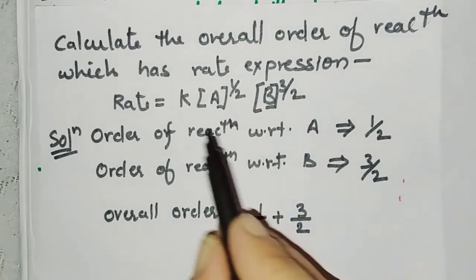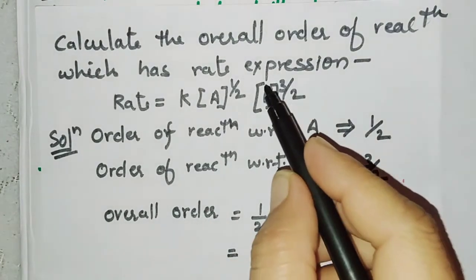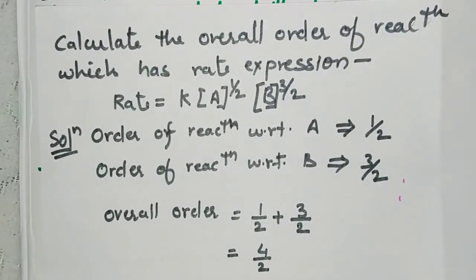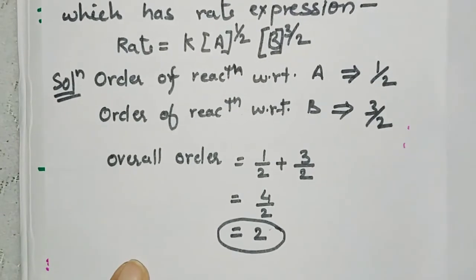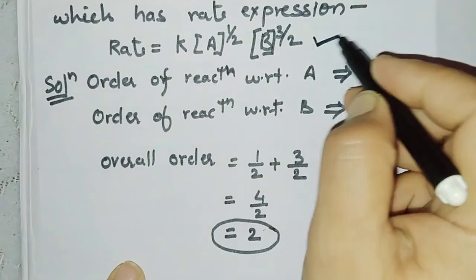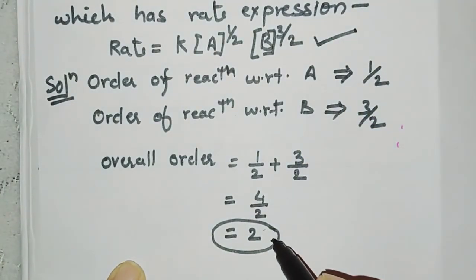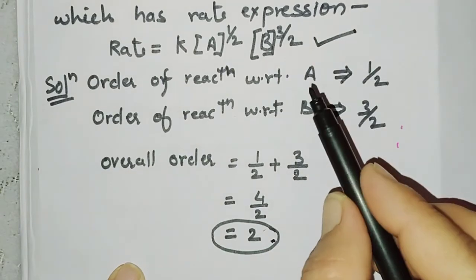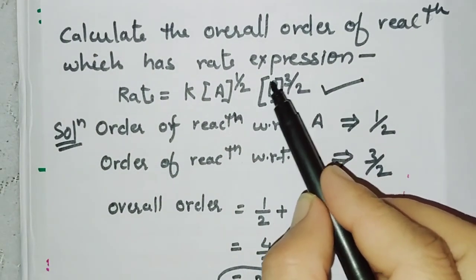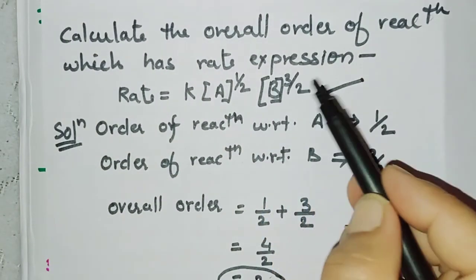So for this reaction, our order of reaction is 2. Simply we have to add the sum of powers of concentration terms.